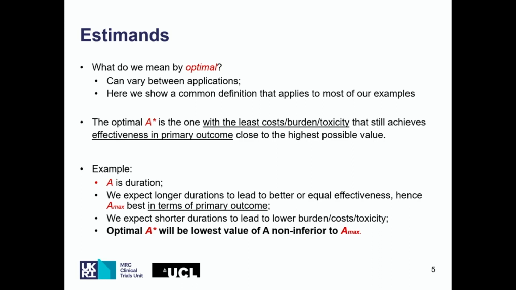So for example, if what we're optimizing is duration, often what we expect is that longer duration will lead to better or equal effectiveness, at least in terms of primary outcome alone. But we also expect shorter durations to lead to lower burden, costs or toxicity, for example. So in such a scenario, what we would consider our estimand is the optimal value of A, that is the lowest value of A that is still non-inferior to A max, for example.